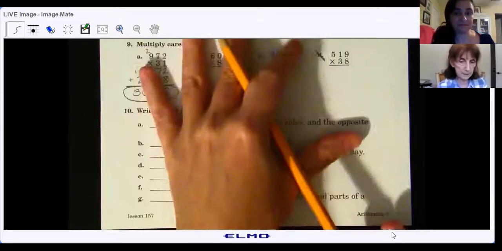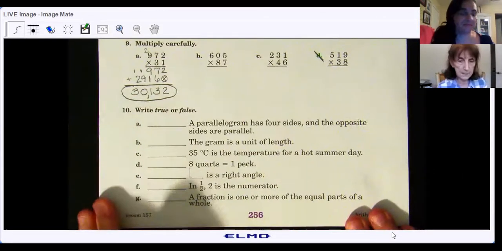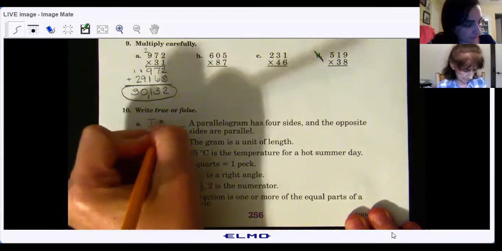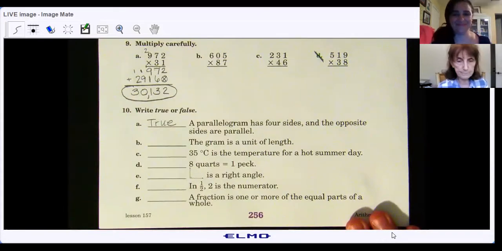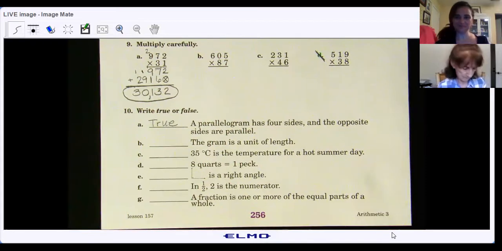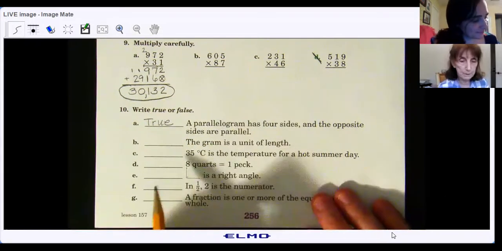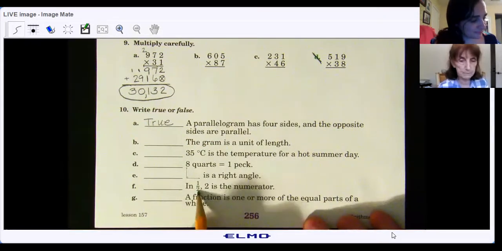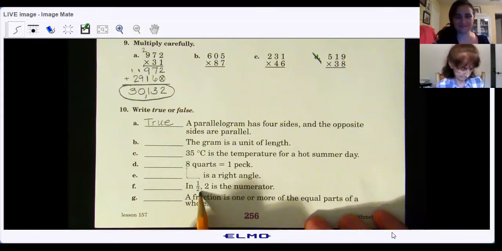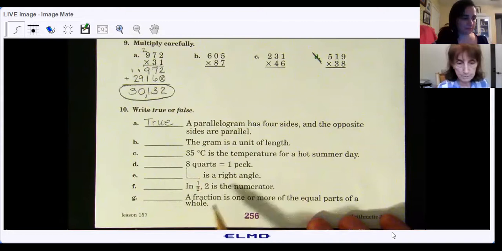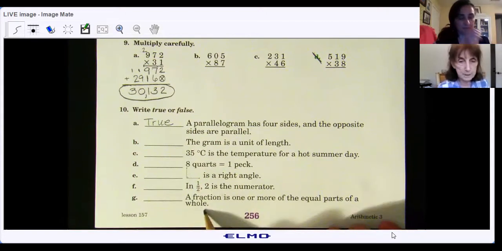Okay, now you're on your own with the true and false. A parallelogram has 4 sides, and the opposite sides are parallel. That is true. And you're going to read the rest of them by yourself, and you're going to answer them. Okay? Look at in 1/2, 2 is the numerator. Is that true or false? You're going to put it down. I'm not going to tell you. All right? A fraction is 1 or more of the equal parts of a whole. Is that true or false? All right, and you should know the rest.